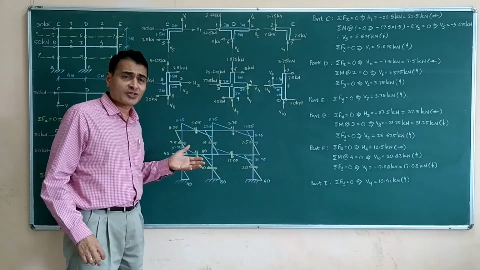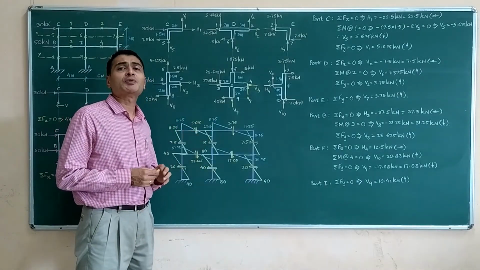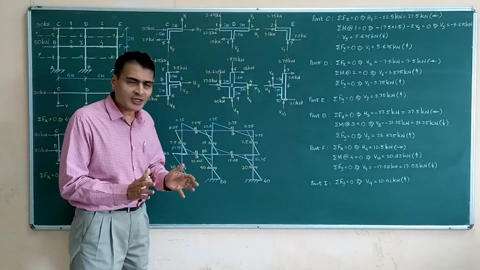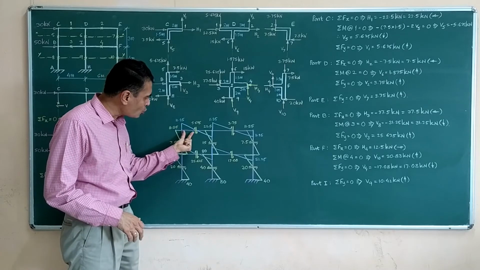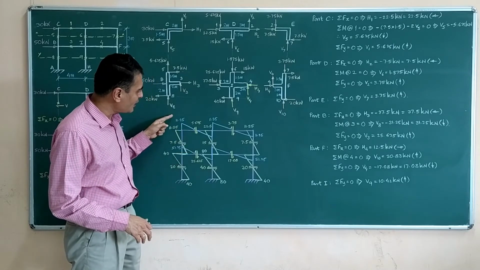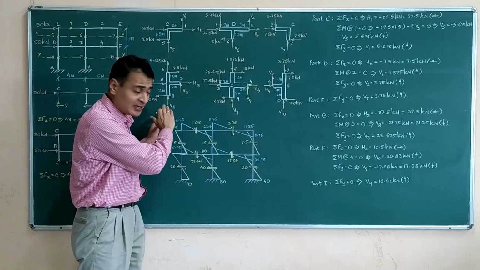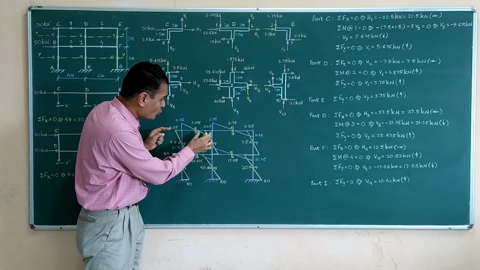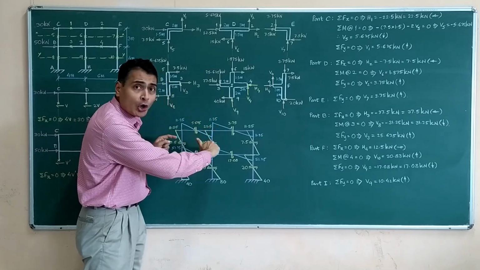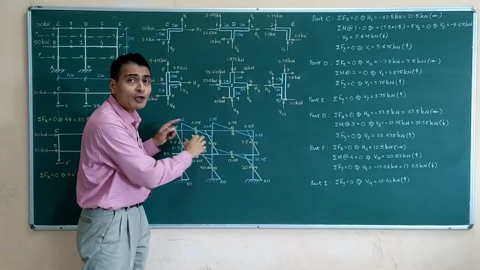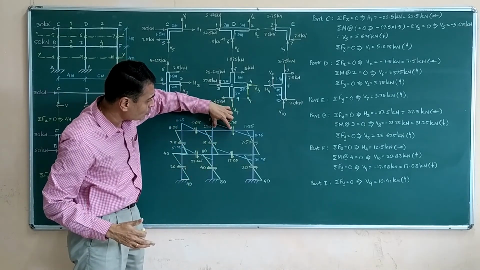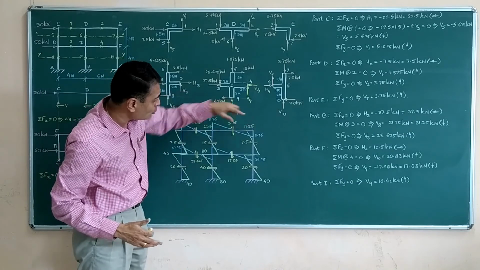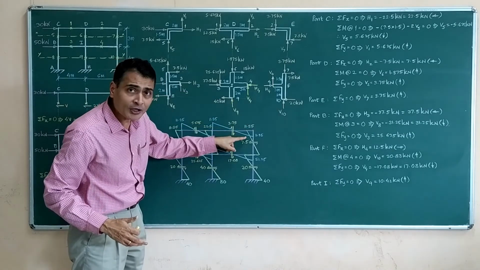These blue colored lines are showing bending moment variation in beams. Same methodology has been used. 5.625 upwards into 2 meters, giving me 11.25 sagging. 5.625 into 2, 11.25 hogging. So positive to negative, linear variation. Similarly 3.75 into 3, 3.75 into 3 sagging and hogging.